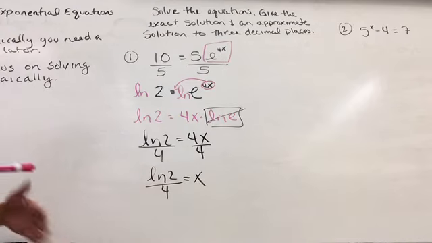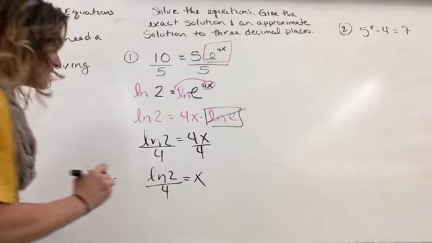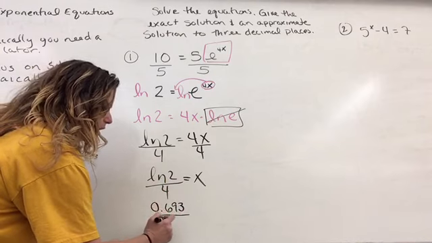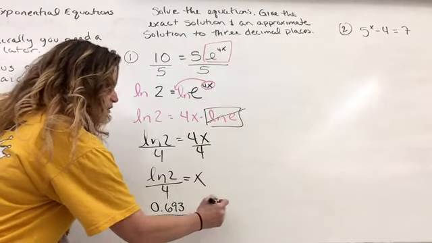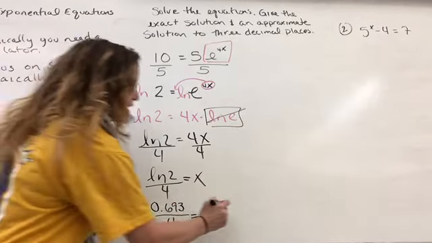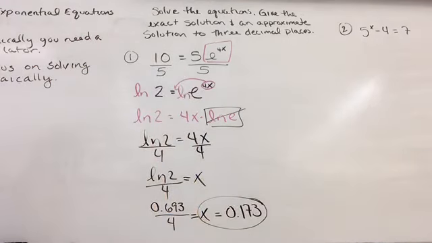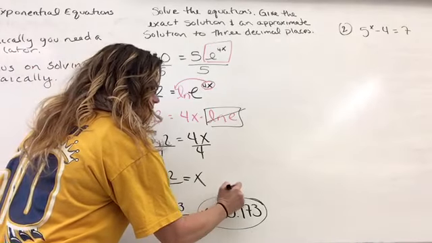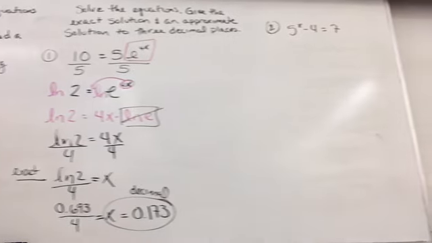Now it asks me for a decimal approximate. If you find the ln button on your calculator, and it is there, and you push in ln of 2, you get 0.639 approximately to 3 decimals. You're going to divide that by 4. So that x ends up being approximately, to 3 decimals, 0.173. And you've estimated it. So again, this is your exact, and this is your decimal approximation.